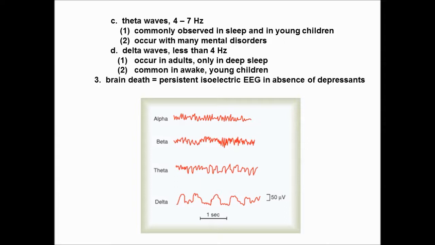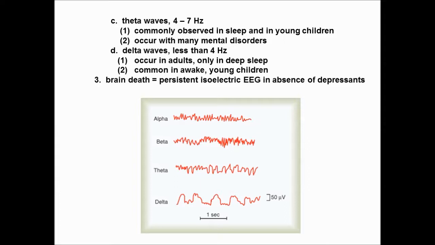And finally, delta waves are less than 4 hertz. These occur in adults only in the deepest of sleep, but they can occur in very young toddlers when they're awake. So it's a very slow wave pattern of less than 4 hertz. So that's the fourth of the most common wave patterns observed.